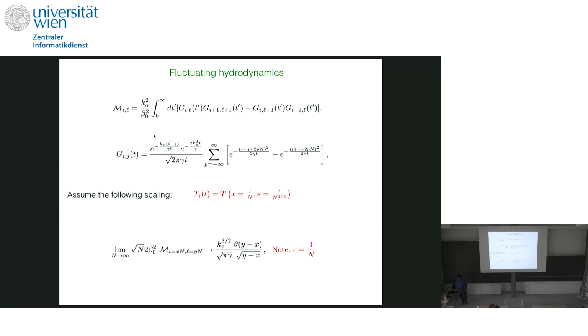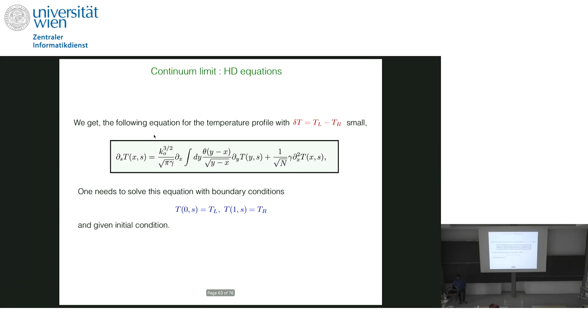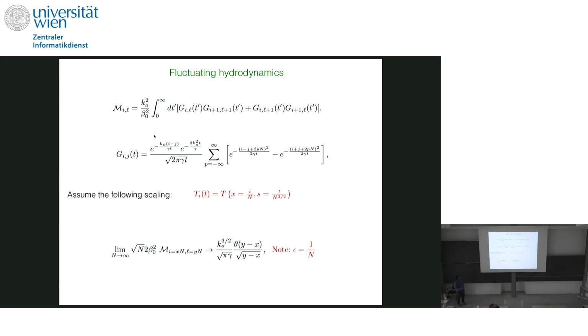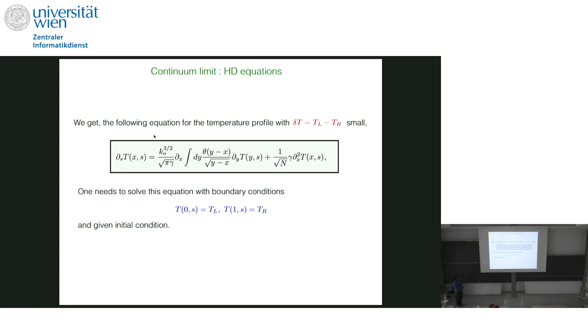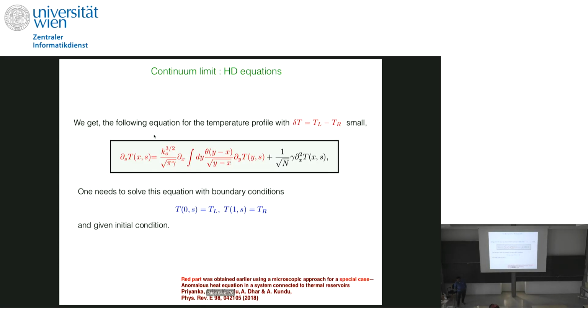Okay. So just to make the connection with the previous notation, here epsilon is actually 1 over n. So for the temperature field, if you use this scaling form, you get this equation for the temperature field. So you get a super-diffusion term and a diffusive correction, which is of order 1 over root n, and you have to solve this equation with these boundary conditions. So that's how the boundary conditions appear in this equation when you do it with reservoirs. Okay.